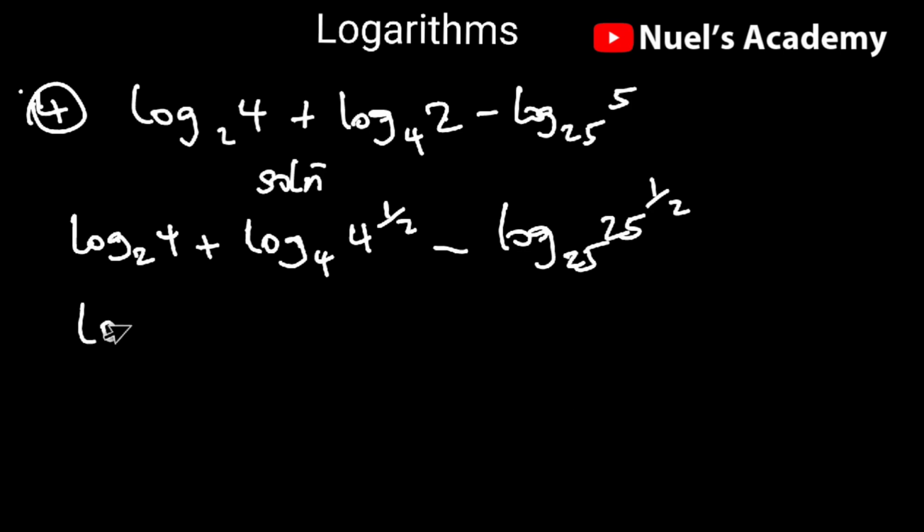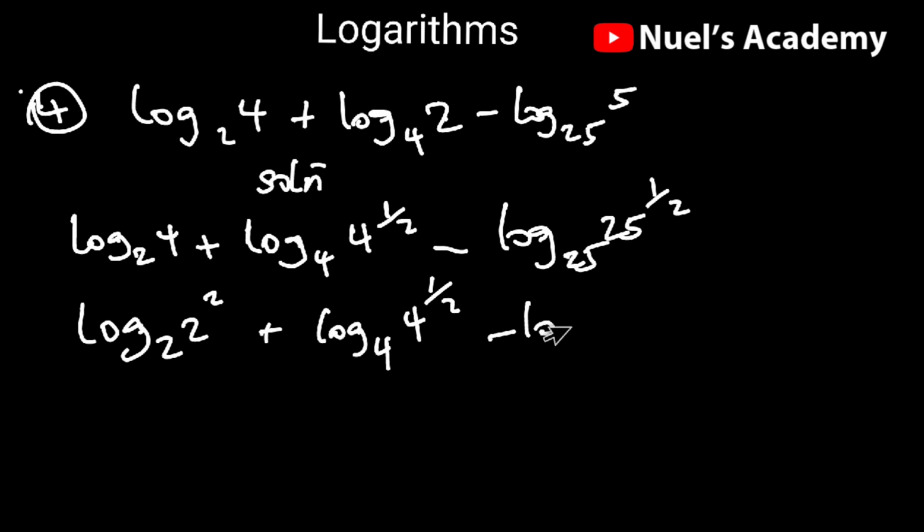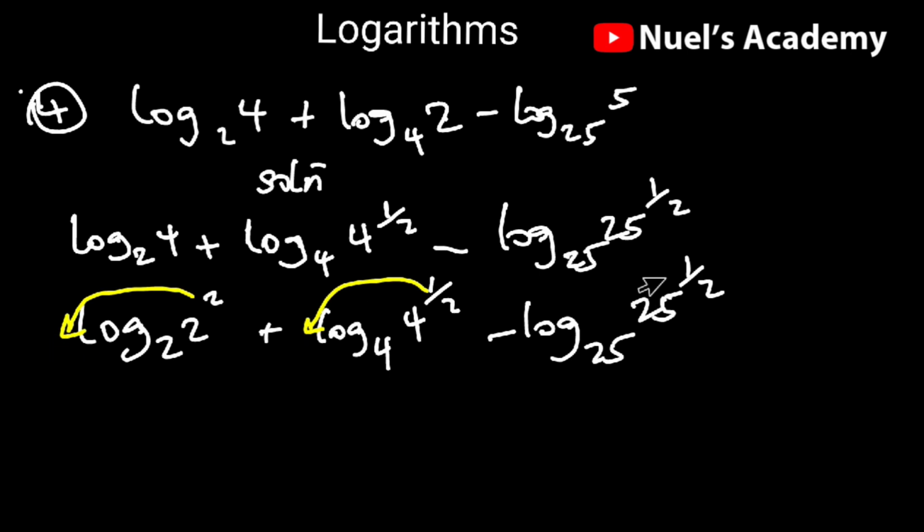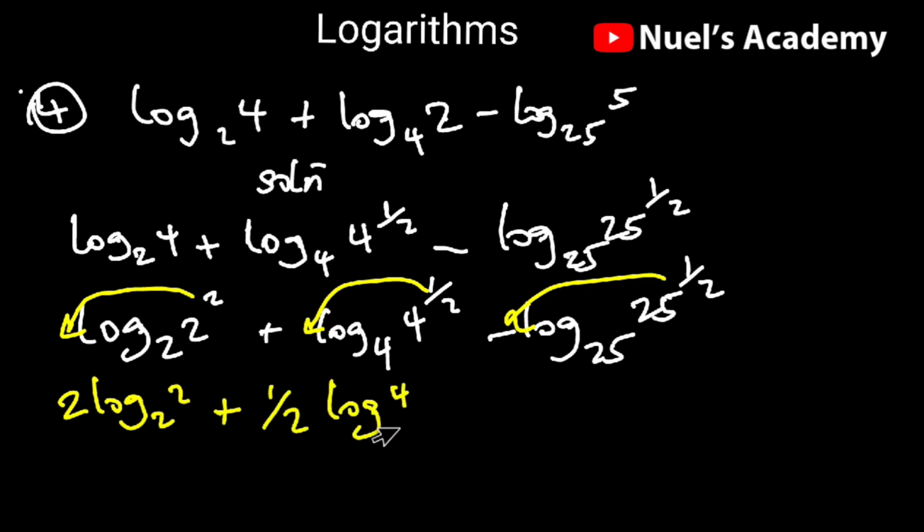by writing it as log 2. Now 4 can be written as 2 raised to the power 2, then plus log 4 raised to the power half, minus log 25 raised to the power half. So this becomes, I'm going to take these 2 in front here, take this half in the front here, take this half in the front here, so that we have 2 log base 2 to 2 plus half log 4 base 4 minus half log 25 base 25.